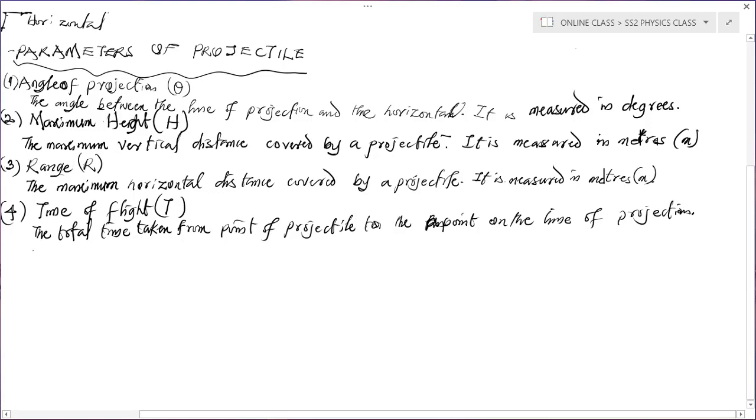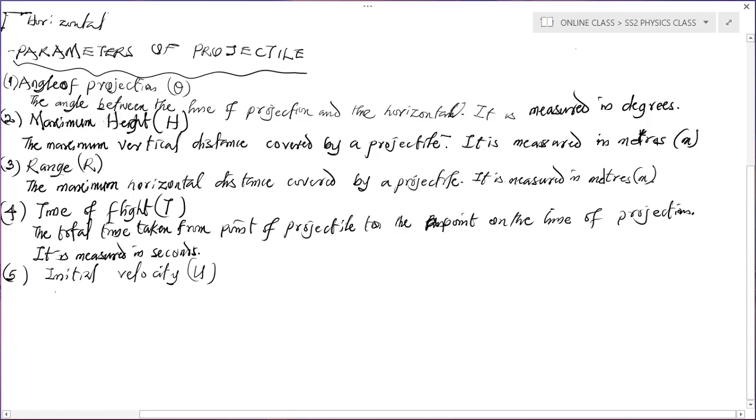Now, this is measured in what? It is measured in seconds. Now, these are the basic parameters. Then the last one here is initial velocity. This one is very, very important. U.